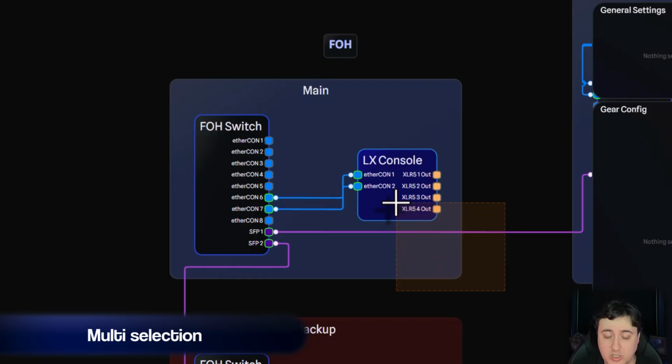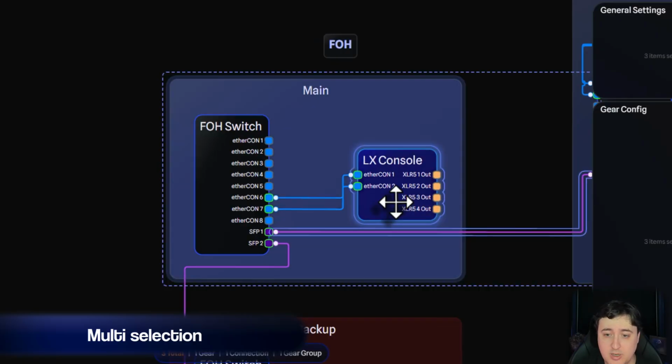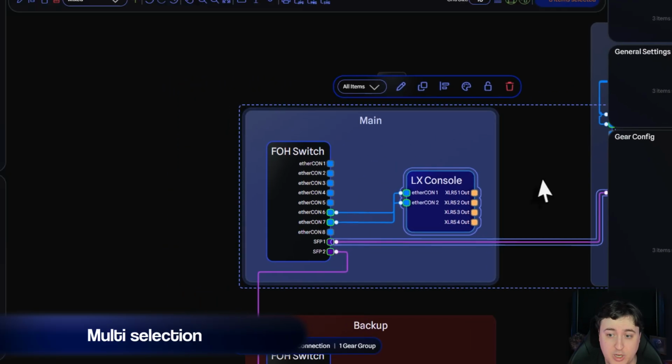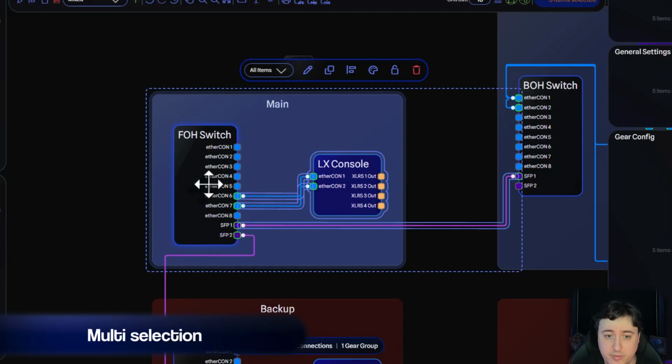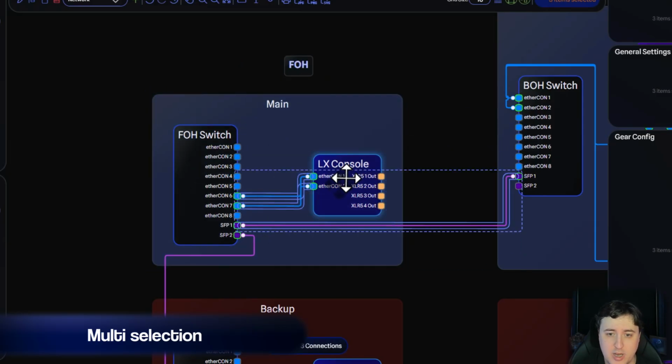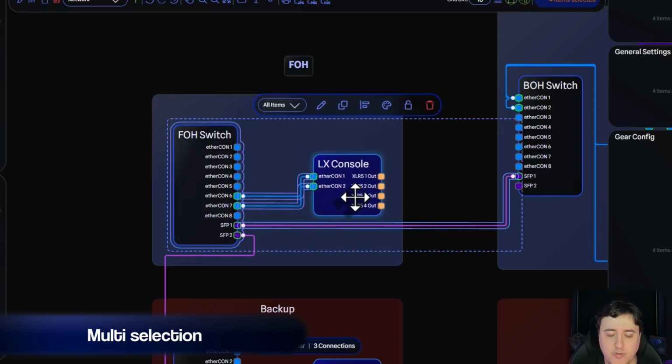So in this case, I'm just touching these few items and they will be selected. You can see I've selected the gear group, I've selected this connection, and I've selected here. But of course you can use Shift and select more things or remove things from your selection. And you can see that the multi-selection bar will highlight with your selection. So it's very easy to see what you have selected.